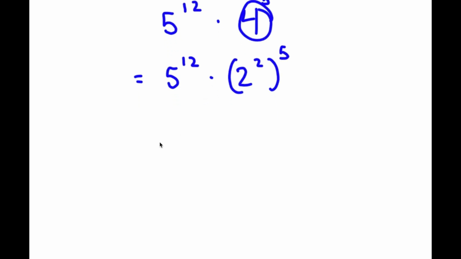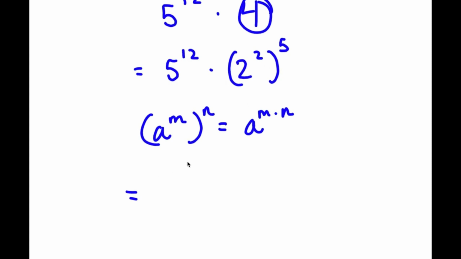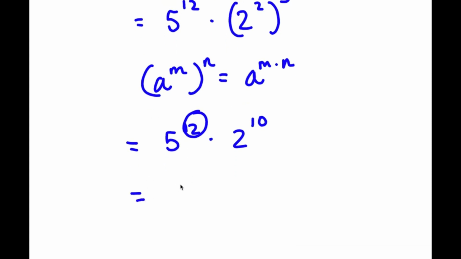Now, if I have something in the form a to the power of m to the power of n, this is equal to a to the power of m times n. So 2 to the power of 2 to the power of 5, that's equal to 2 to the power of 10. So now I have 5 to the power of 12 times 2 to the power of 10. Now, 12 here I can rewrite as 2 plus 10. So now I have 5 to the power of 2 plus 10 times 2 to the power of 10.